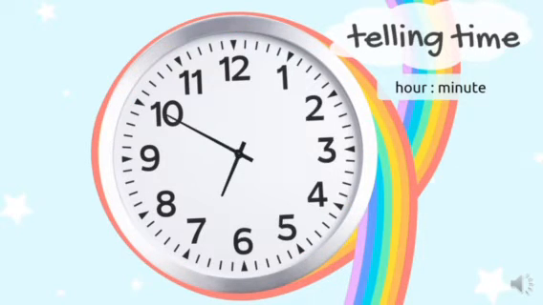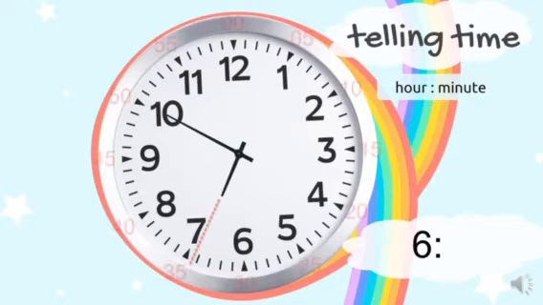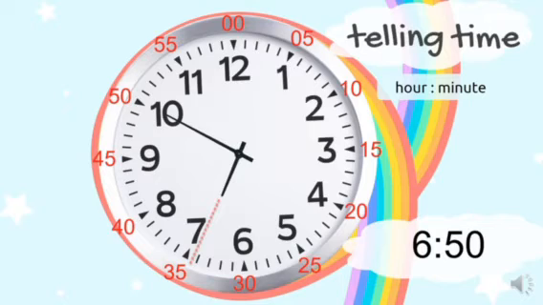Let's do one last one. We need to look at the hour hand first. It is between 6 and 7. What number is the short hour hand pointing to? It is at the 6 still. Now, how many minutes have passed? Remember to count the minutes by increments of 5. Can you tell what the minutes are? The minutes are 50. So the time is 6:50.